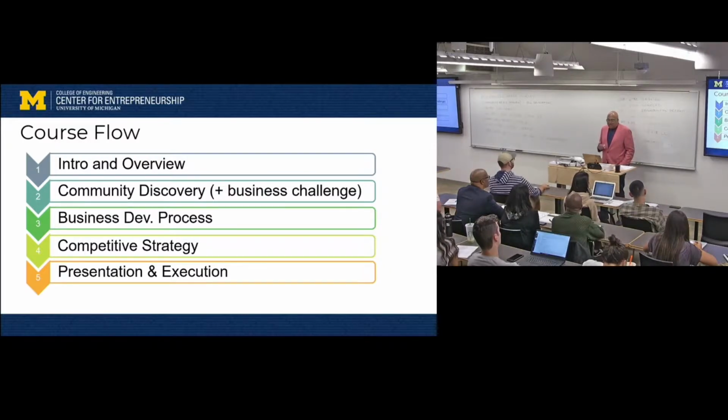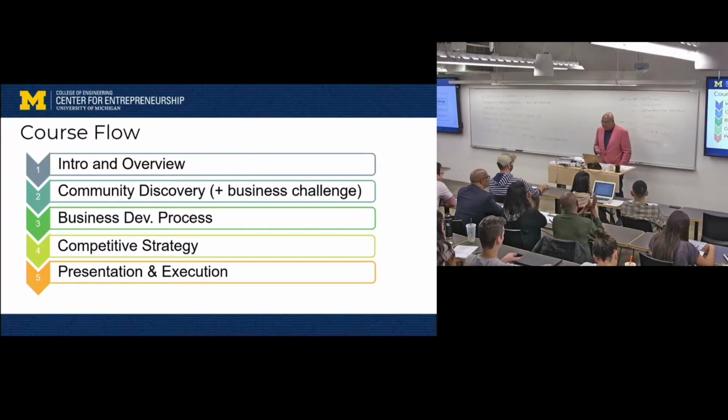Then we have a one-session segment on competitive strategy. Once we have a business model, how can we position that business in the best way to compete with all the other forces that are out there in the marketplace? And finally, we have a segment on presentation and execution. And we do, I think, 3 class sessions on that, where we're working toward these final presentations that the students are doing on December 11th. So that's kind of the flow of the course.